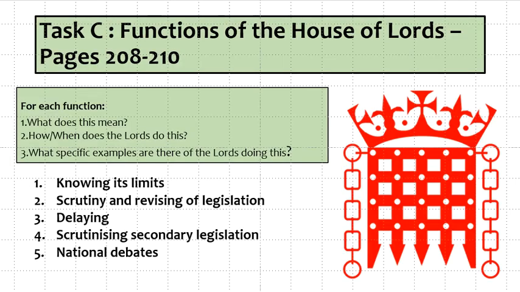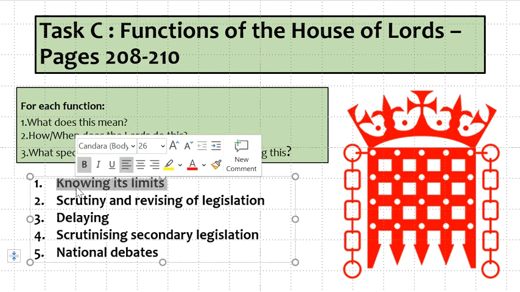In the House of Lords, we see a slightly different set of functions, some of them very similar, but knowing its limits is really an important part of that. Knowing its limits here is super important, because the House of Lords since 1911, the Parliament Act of 1911, has lost its veto power. It cannot block any laws, it can delay them.